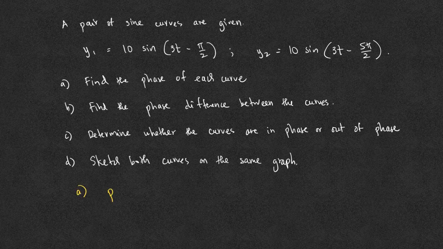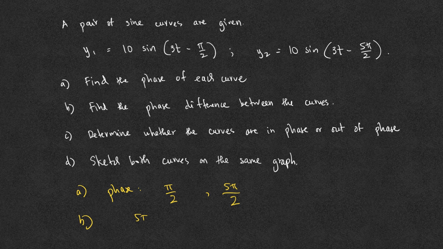And so in this case, for the first curve, the phase is pi over 2, and for the second curve, the phase is 5 pi over 2. Again, it is not in the factored form. B, find the phase difference.